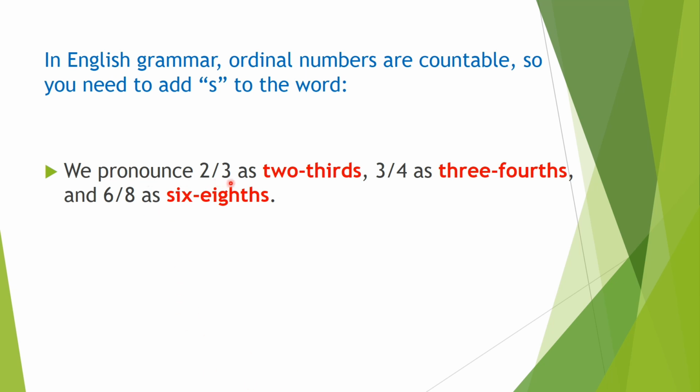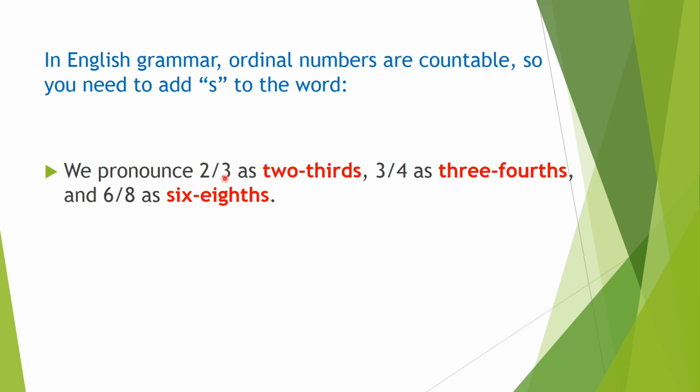We pronounce 2 by 3 or 2 upon 3 as two-thirds, 3 upon 4 as three-fourths, and 6 upon 8 as six-eighths. Now you can see that in all these examples, in all these fractions, when we are reading, and when we are writing, we are adding s in the denominator part, right?